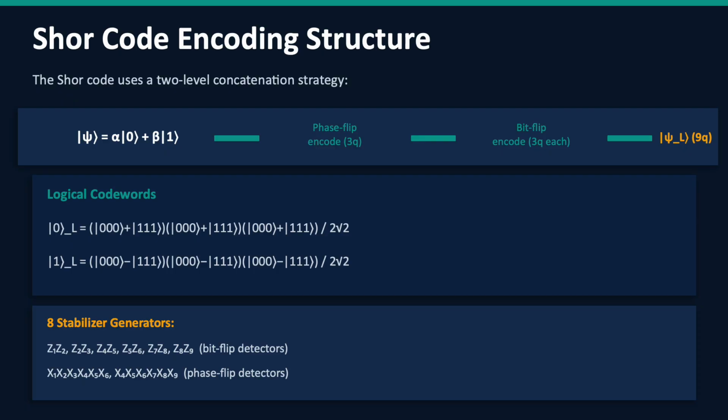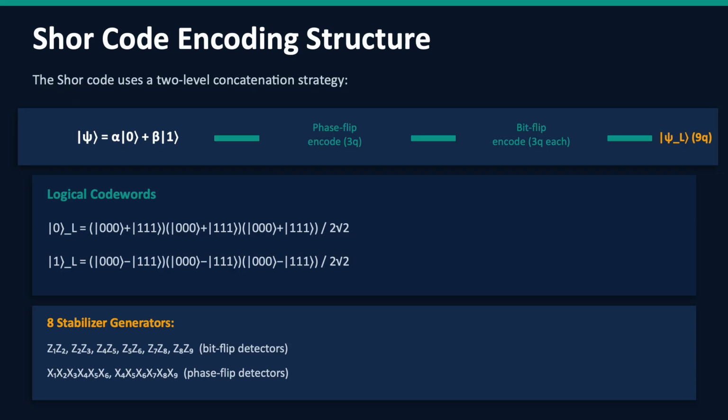The Shor code achieves its protection through a beautifully layered strategy that you can think of as a double defense system. The outer layer addresses phase flip errors and the inner layer addresses bit flip errors. Rather than trying to design a single mechanism that handles both types of errors simultaneously, Shor combined 2 simpler codes that each handle one type, nesting one inside the other.